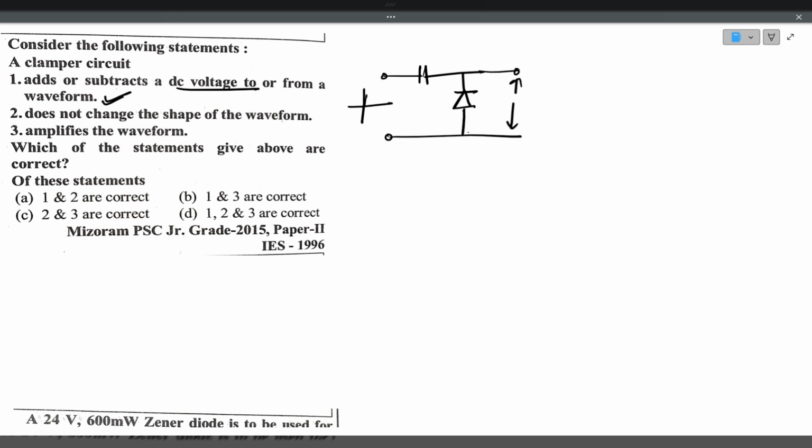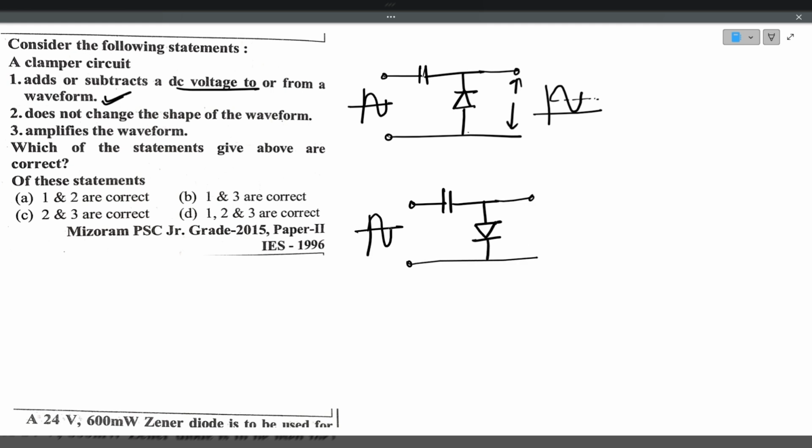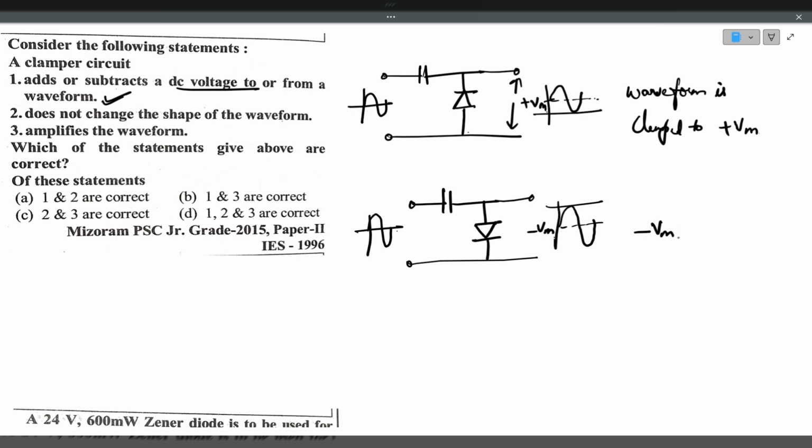If the input voltage is a sinusoidal waveform, the output will be like this. It is a positive clamper. Whereas with the same capacitor, if the diode is facing downwards, then it is a negative clamper. If the input voltage is a sinusoidal waveform, the output waveform will be like this. The bias voltage is minus Vm here. In the case of a positive clamper, it is plus Vm. So here the waveform is clamped to plus Vm, and here it is clamped to minus Vm. This is the difference. So it adds or subtracts the DC voltage to and from the waveform.